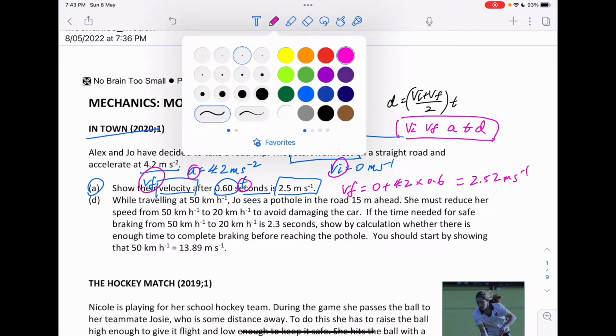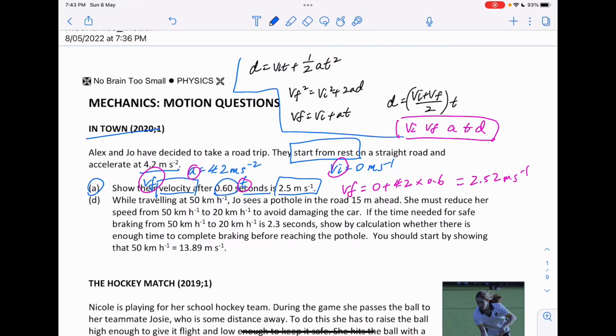Part D. While travelling at 50 kilometers per hour, Joe sees a pothole in the road 50 meters ahead. She must reduce her speed from 50 kilometers per hour to 20 kilometers per hour to avoid damaging the car. If the time needed for safe braking is 2.3 seconds, show by calculation whether there is enough time to complete braking before reaching the pothole. You should start by showing that 50 kilometers per hour equals 13.89 meters per second.